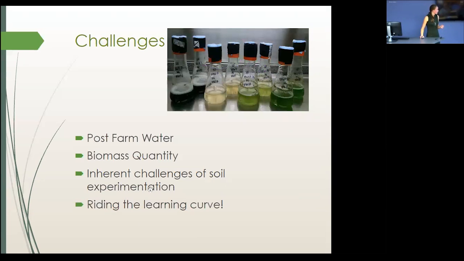And then there are the inherent challenges of soil experimentation. It's such a dynamic ecosystem, with a lot of variation from spot to spot. And from the literature I've been reading, the DNA extractions and sequencing and whatnot can be fairly difficult. But we'll hurdle that as we go. And for me, it's just getting started, riding the learning curve, reading till my eyeballs fall out, that kind of thing. But I'm really, really excited to be a part of this project.